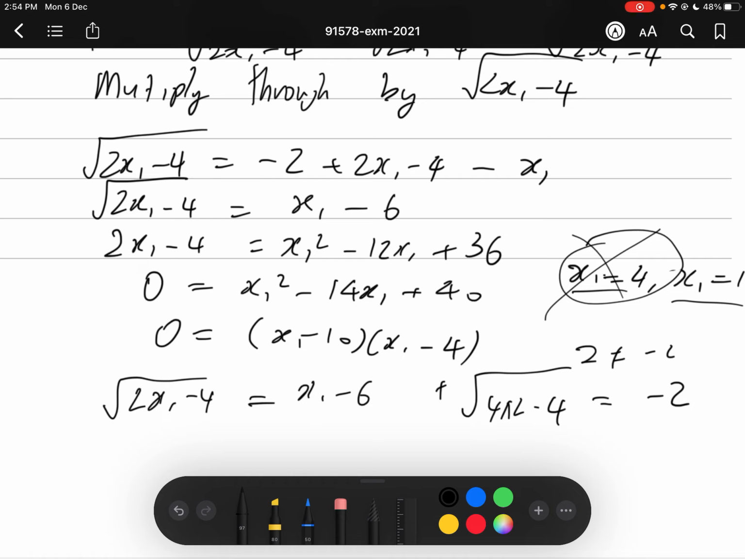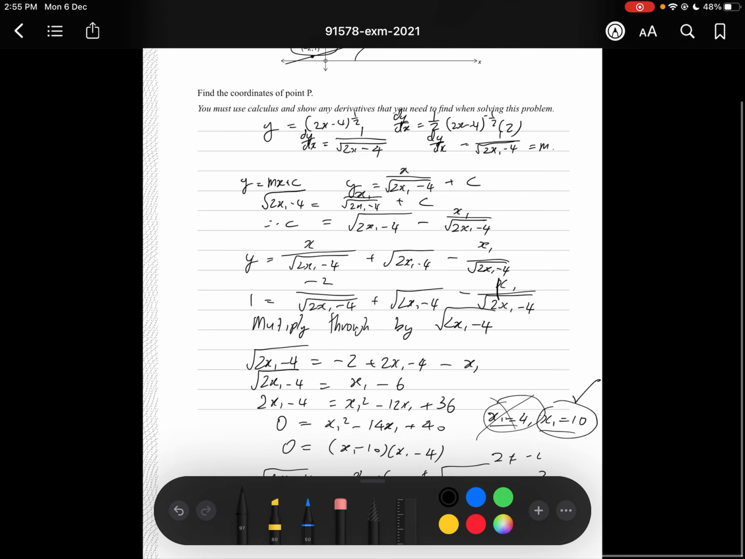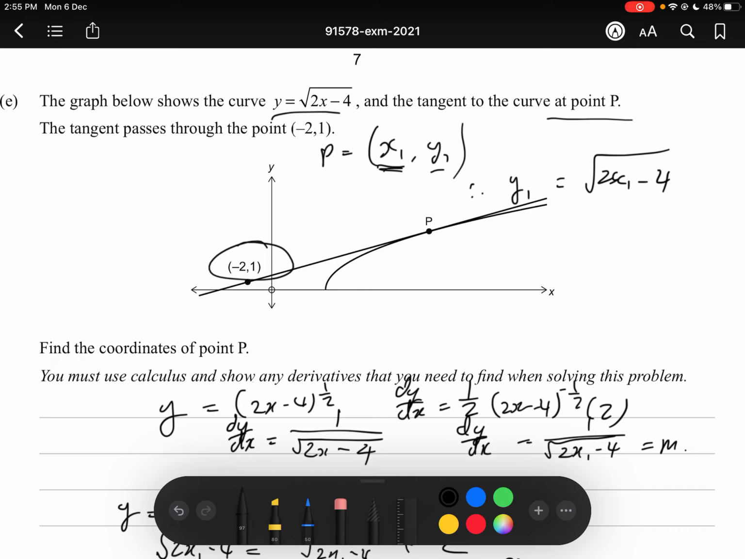So let's try x1 equals 10. If we try x1 equals 10, we get the square root of 20 minus 4 equals 4. So the square root of 16 equals 4, and that is correct. So therefore x1 equals 10 is the correct solution. And if we come back to the very start, it's asking us for the point P. Since we know the x value is 10, we just need to plug 10 into the equation to find y1. So y of 10 is equal to the square root of 20 minus 4, the square root of 16, and that's 4. So therefore, point P is the point (10, 4).